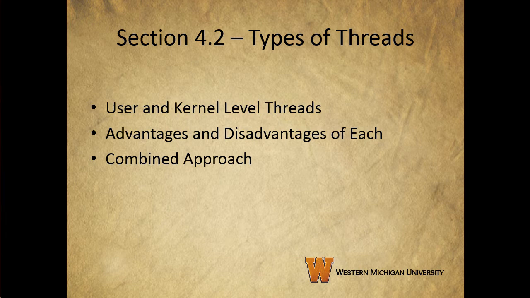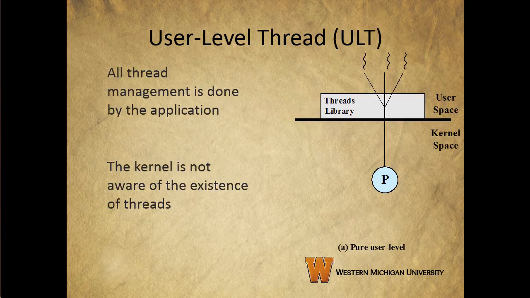We'll be covering user and kernel level threads, the advantages and disadvantages of each, and what a combined approach looks like. First, let's talk about a pure user level thread approach. In this approach, all thread management is done by the application. The kernel doesn't know about threads and it doesn't care about threads. The kernel is only responsible for processes.